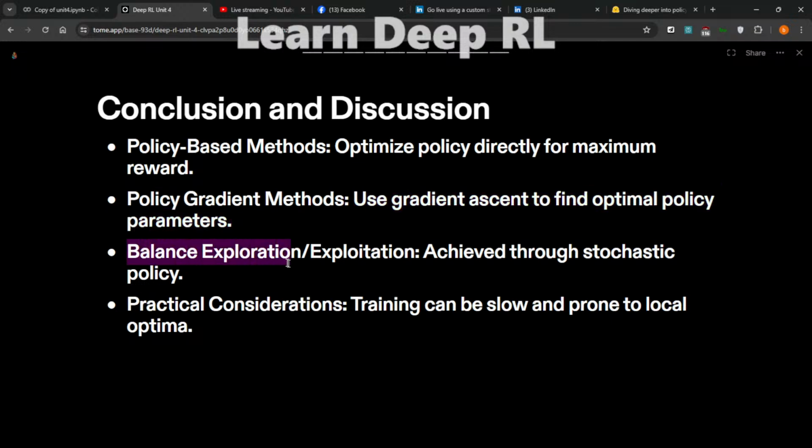What is this concept of balancing exploration and exploitation? This is achieved through that stochastic policy, where you have probability distributions for the potential actions that could be taken at that state. And what are some of the practical considerations for policy-based methods? The training can be slow and prone to local optima. So with that, thank you for watching, and that concludes Unit 4.